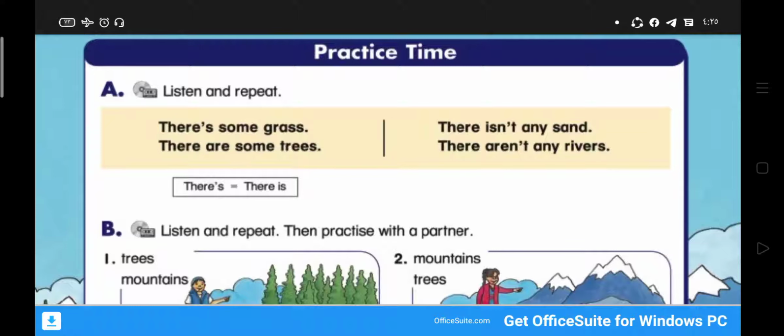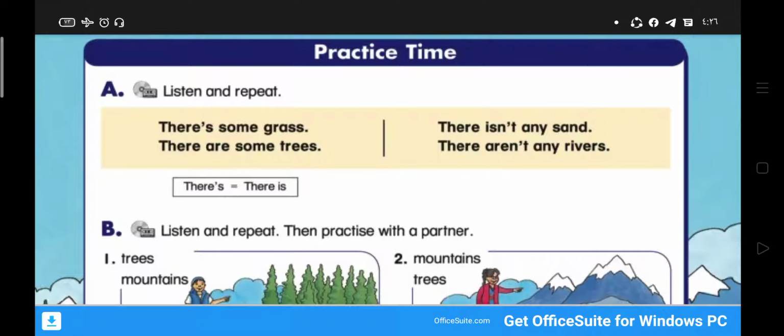Hello grade 4. Let's complete unit 8. Lesson 3. Practice time. Listen and repeat. There is some grass. There are some trees. There isn't any sand. There aren't any rivers.